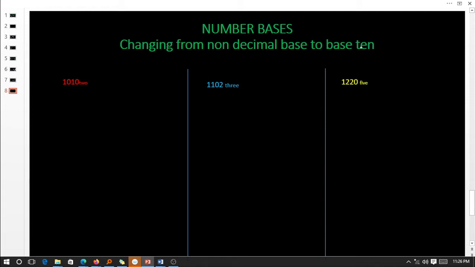Then base 10, it is also called a decimal base. So it is a decimal base. So other bases that are not base 10, we call them non-decimal bases. Now let us see how can we change from these non-decimal bases to base 10. Here we are. We are having 1010 base 2.